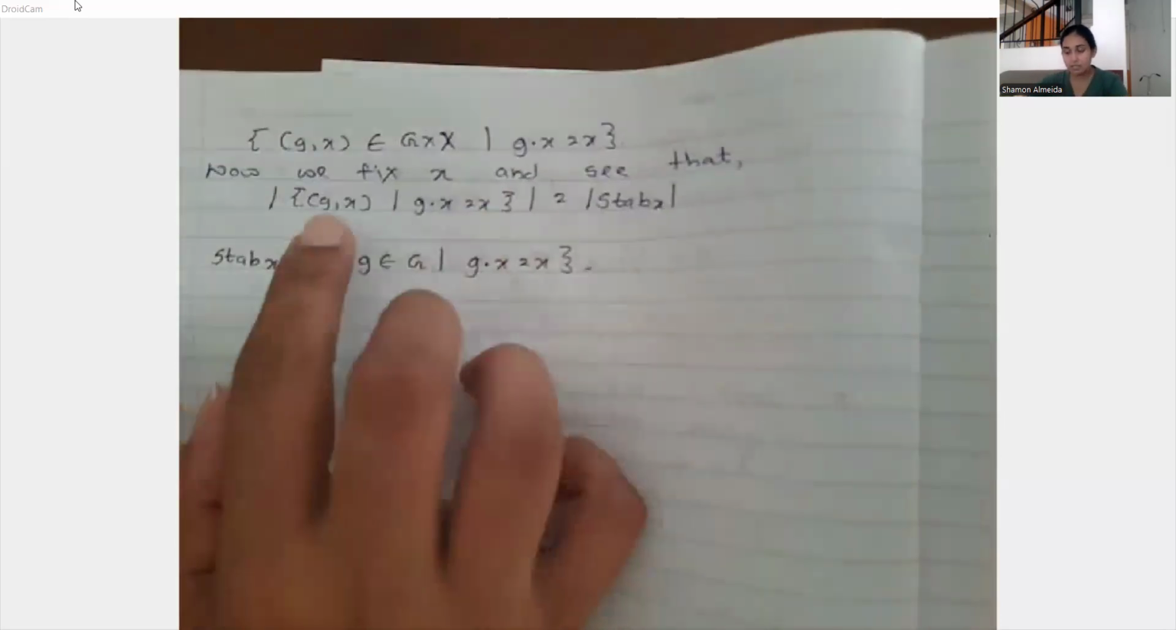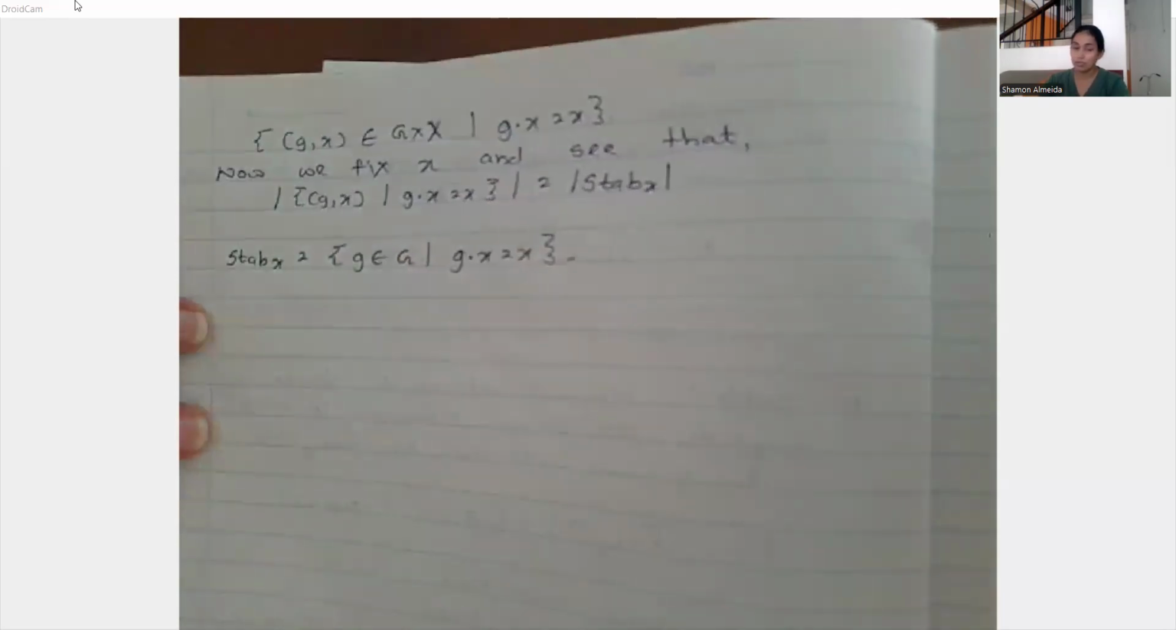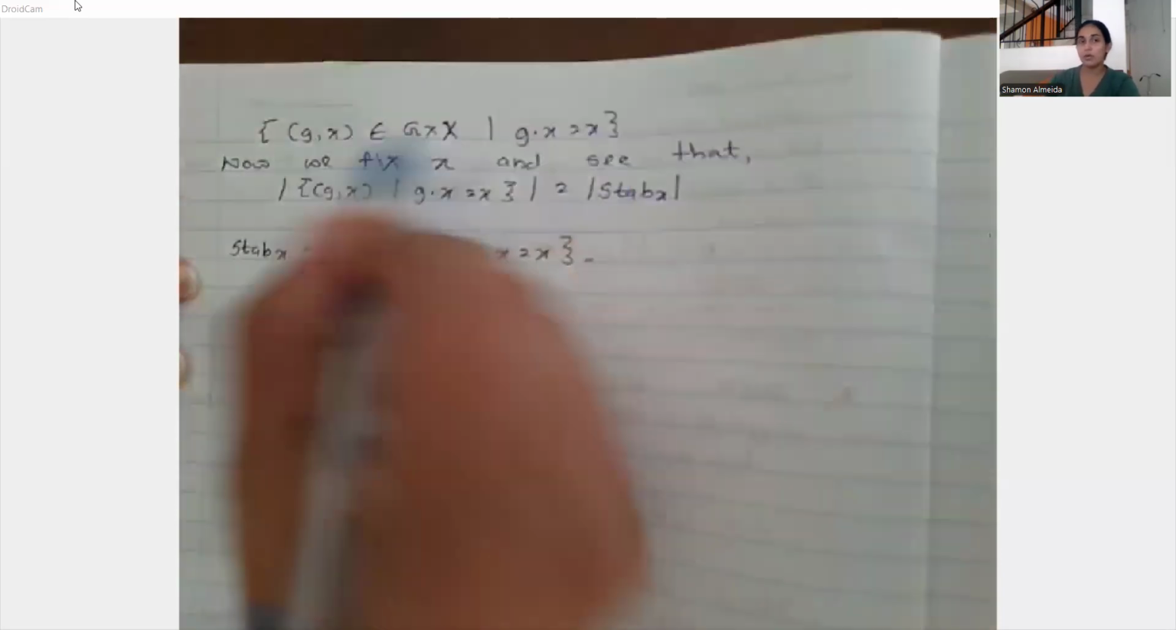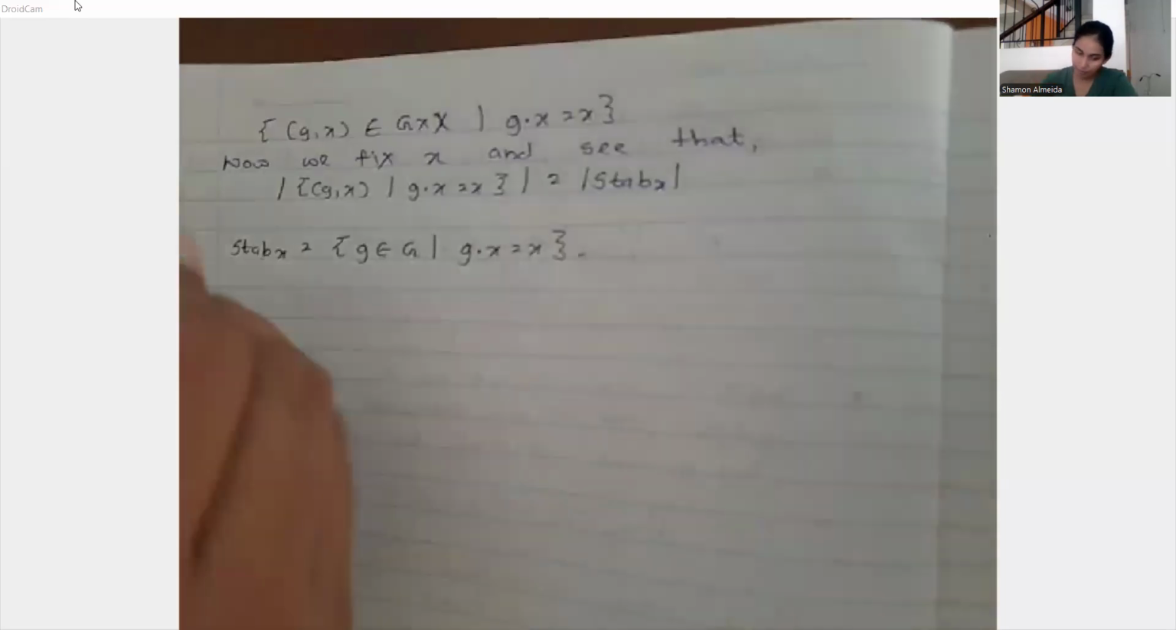When x is fixed, the number of elements in this set is the same as the number of elements in the stabilizer. Okay. Right. Now, once again, keeping this in mind, we change both x and g.